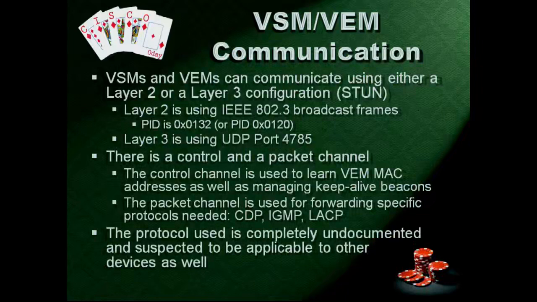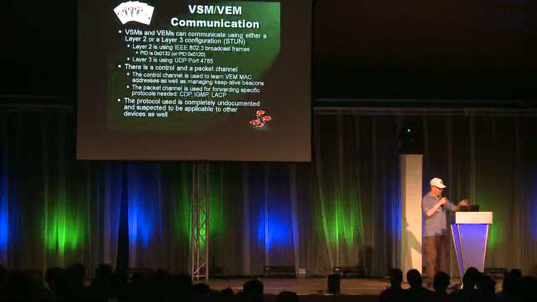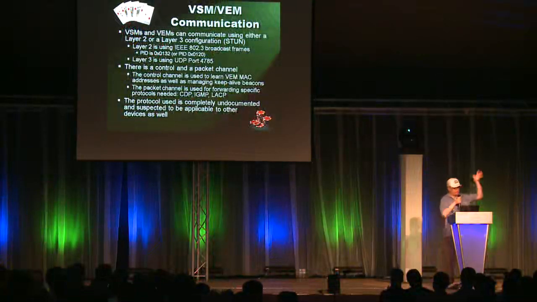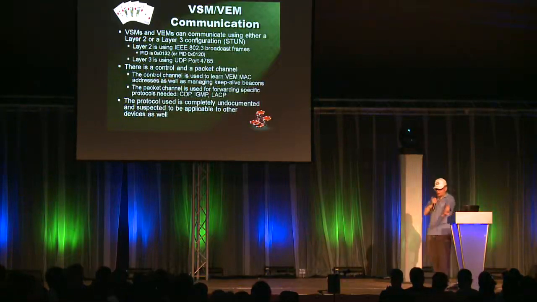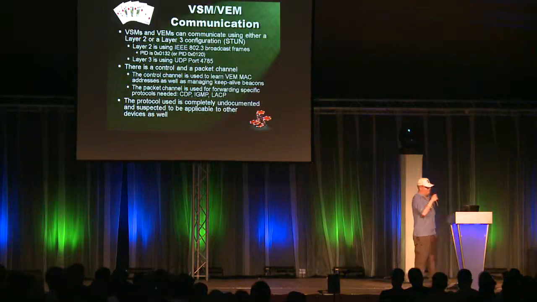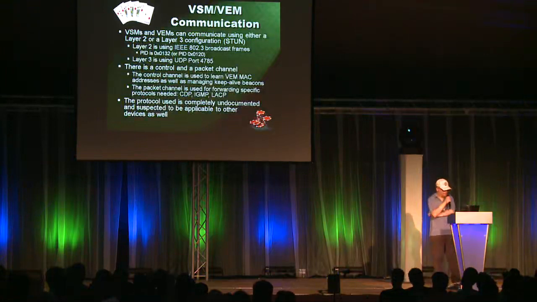Now, what they do over that is the control channel. Obviously, you need to control your line cards. Say, this is the new MAC table, this is who you talk to, this is who you don't talk to, blah, blah, blah. And they have a packet channel where they transport very important packets. Not all the packets, just very important packets. CDP, IGMP, and LLDP. But mostly CDP, every 30 seconds, everyone.